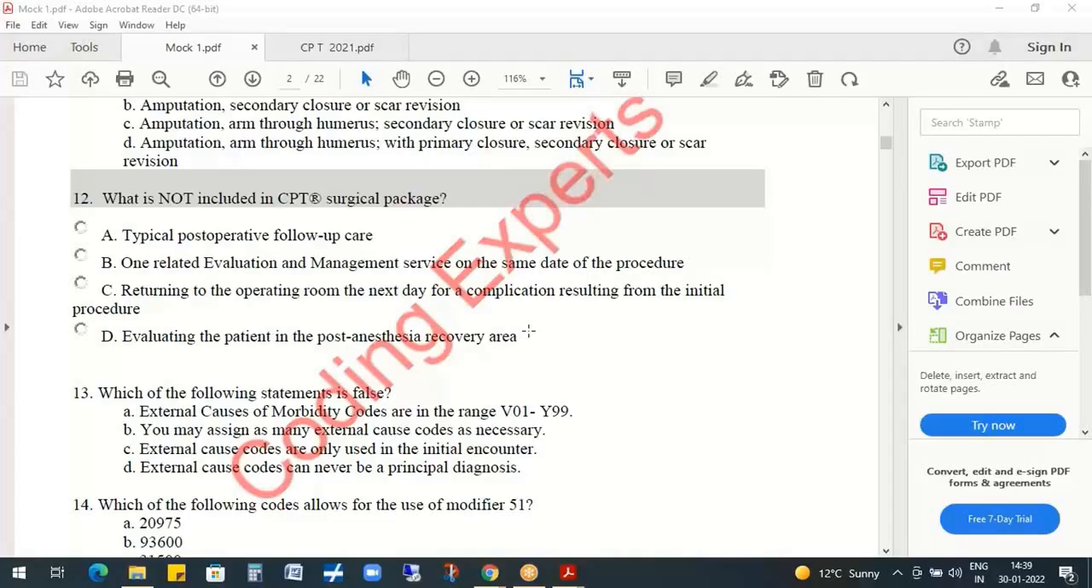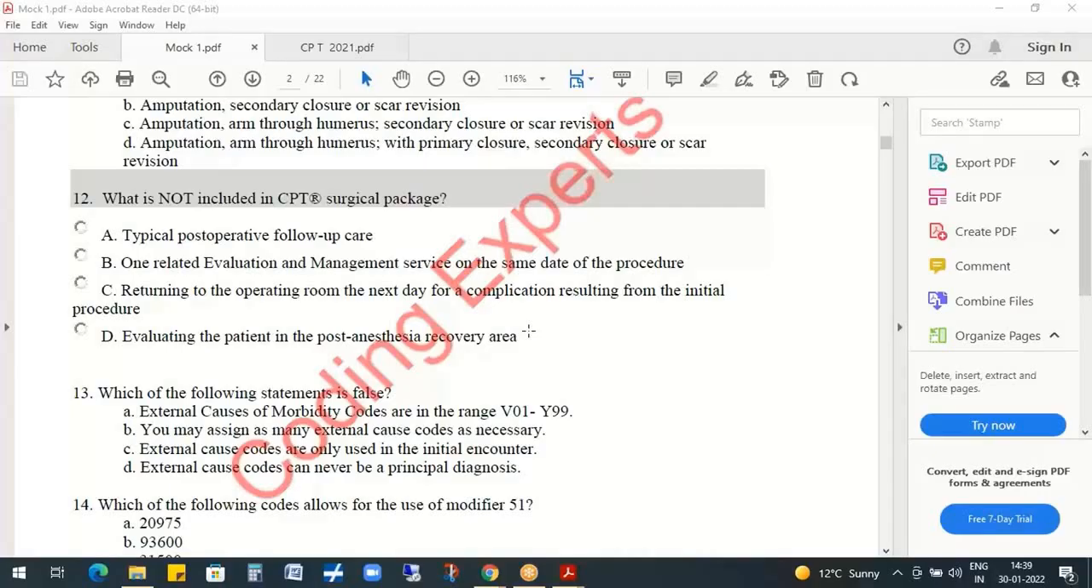They are asking which is the false statement here. Now if you see burns, you are getting more than one external cause code. That is also true. You may assign as many external cause codes as necessary. External cause code can never be listed as principal diagnosis. Then what is your answer? Which statement is false there? Even so, we cannot use it as a principal diagnosis. That is true. They're asking which statement is false.